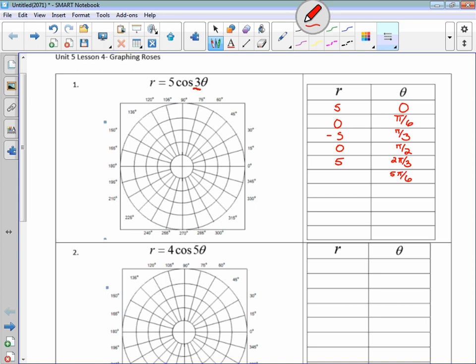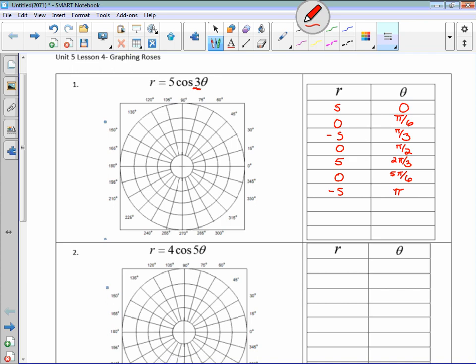Okay, alright, so let's plug in 5 pi over 6. What do I get? Alright, 5 pi over 6, what are you going to get? That's like pi over 2, right? 0. Any of the over 2's end up being 0, right? Let's plug in pi. What do I get when I plug in pi? So again, guys, you gotta know those trig values quickly. Negative 5. Thank you.